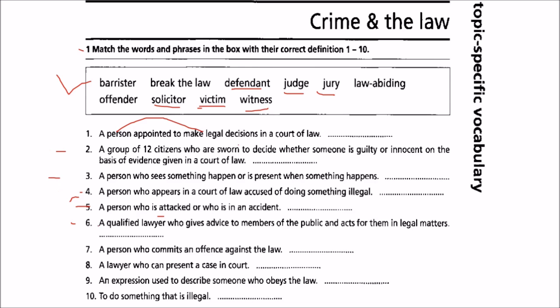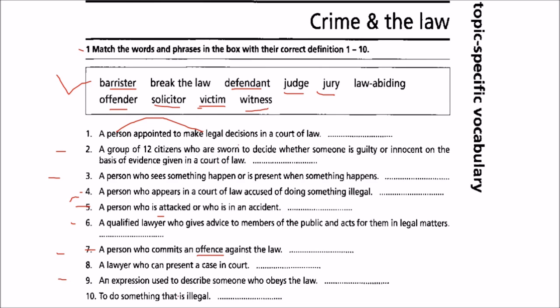Seven, a person who commits an offense against the law. We call him an offender. Then a lawyer who can present a case in court, we call him barrister. Barrister and lawyer, they are synonyms, so they are used interchangeably.